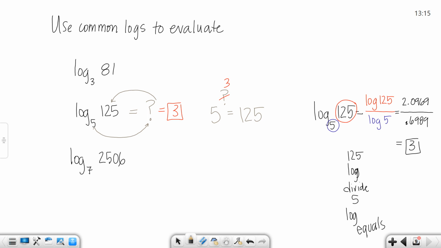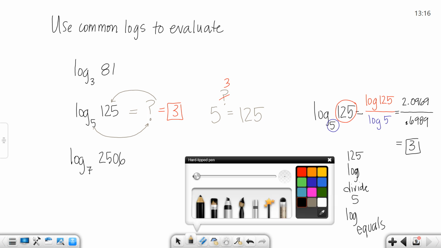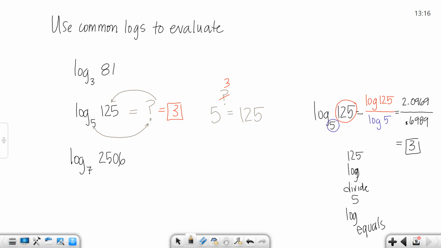So again, going through that, clear out your screen. This again is the TI-30XA. Hit 125 log. So you have 2.0969 in your calculator. Divide 5 log. 0.6989 is what your calculator says. Equals, and that's how you get your 3. Okay, I'm going to stick with that calculator choice for just a second, and then we'll come back and try the other one.